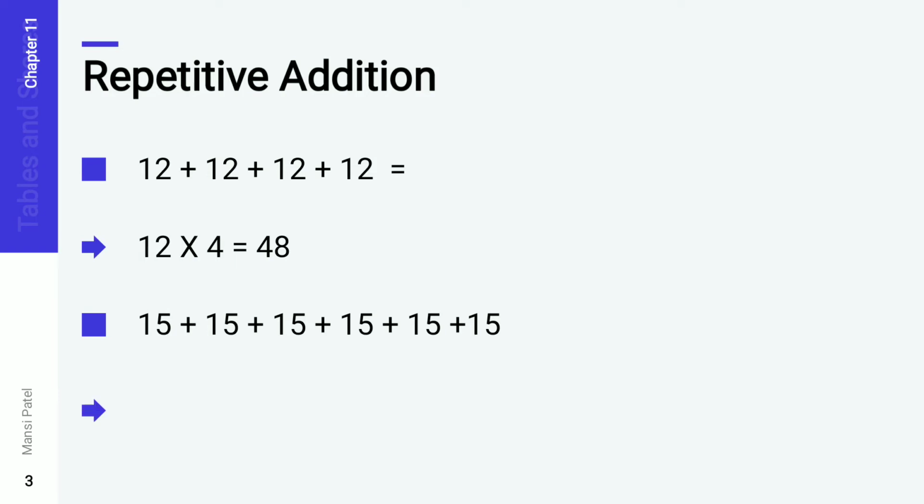So we have to write down 15 as it is. And how many times are we writing down number 15? Six times we are writing down 15. So here we have to do the multiplication. 15 sixes are... What is the answer of 15 sixes? 15 sixes are 90.